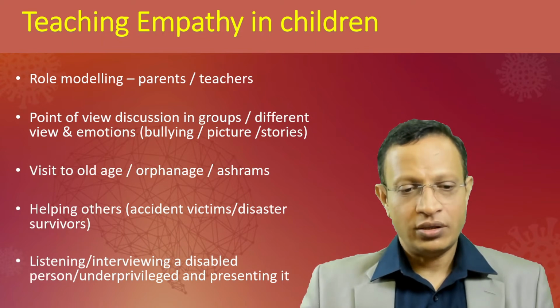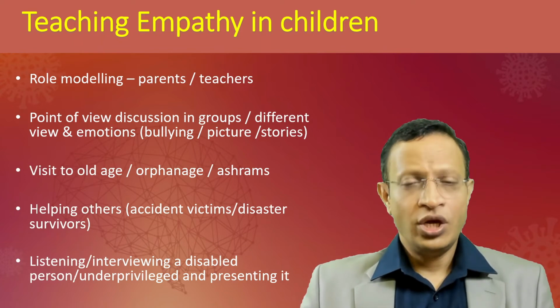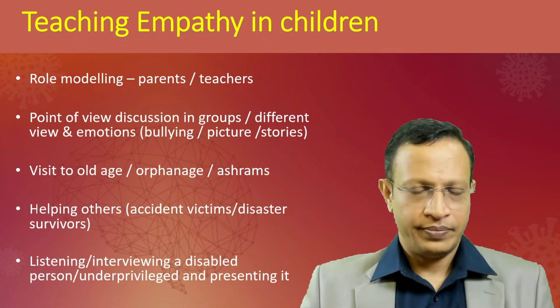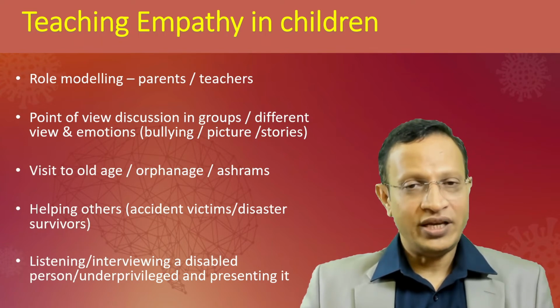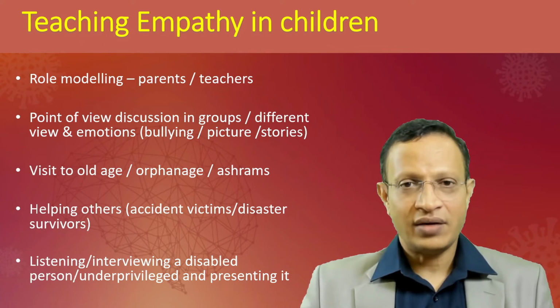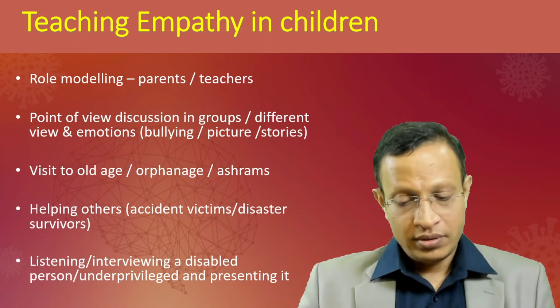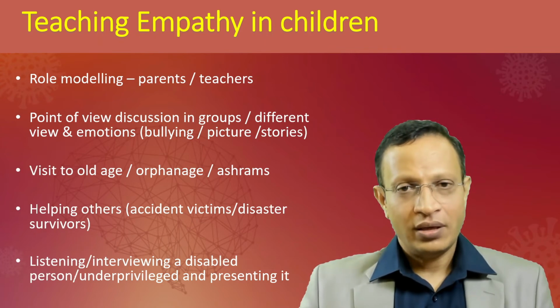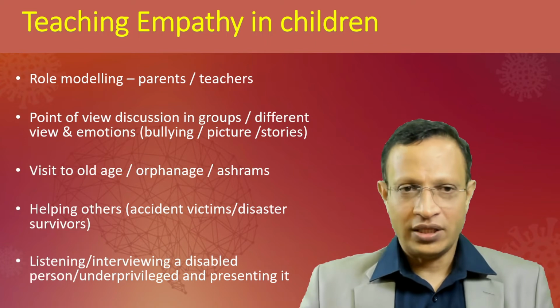Sometimes you need to take the children to old age homes, orphanages, ashrams so that they know the world. At the same time, what is happening with other people, they should understand. You're not just taking them to the old age home. You need to take them and make them interact with the elderly population, orphanage, so that the child is able to understand what they are going through. Not only that, you need to teach our children how to help others. If there is an accident victim, disaster survivor, you need to teach your child how to help them so that the child knows it is his responsibility to help fellow colleagues and also feel pain for other people.